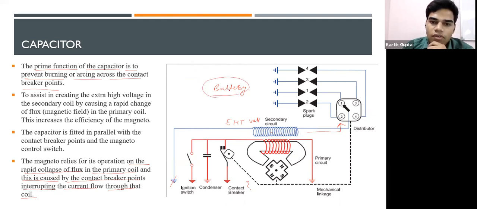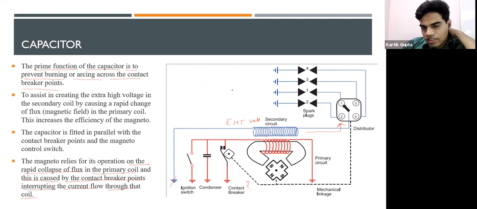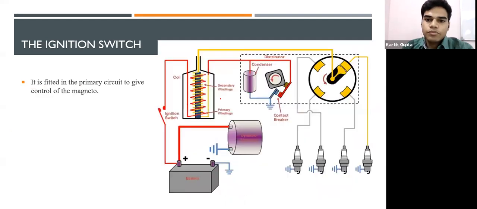So I have already given a clue. We can use the battery to initiate the charge, but this is not sufficient, and I will show you why. That is the reason the ignition switch is required. It is fitted in the primary circuit to give control of the magneto.